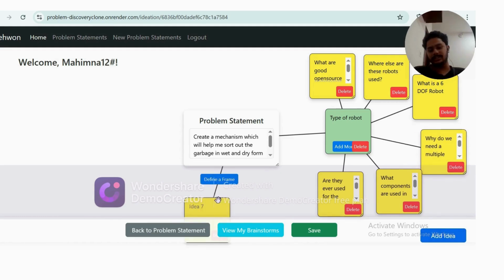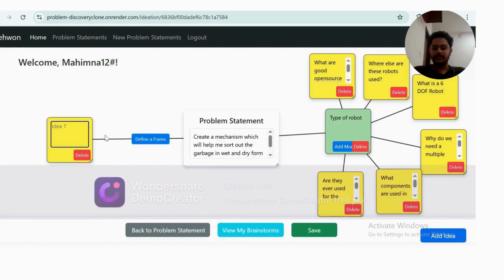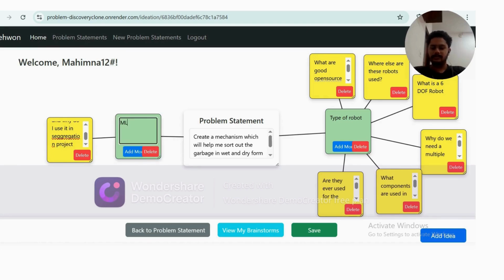Now I have a few more questions. For example, what is machine learning and why do I use it in a segregation project? How does machine learning work? Now frame is machine learning.